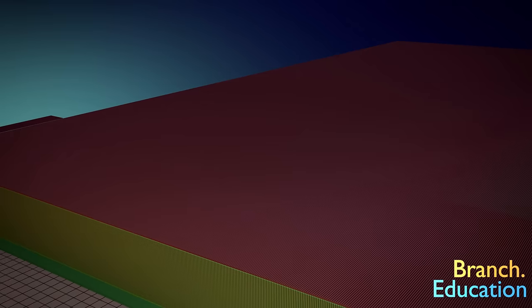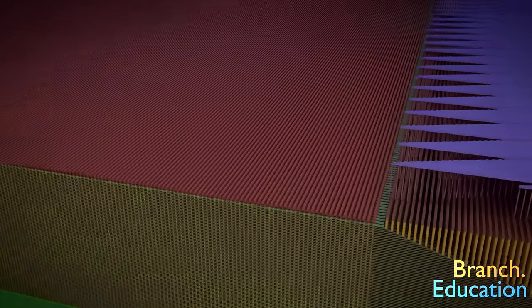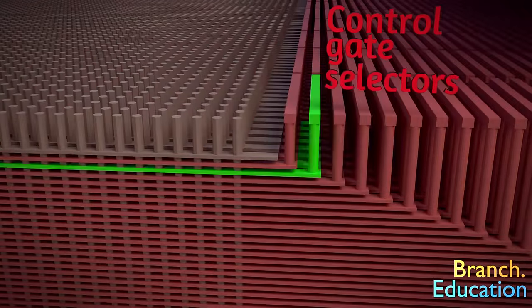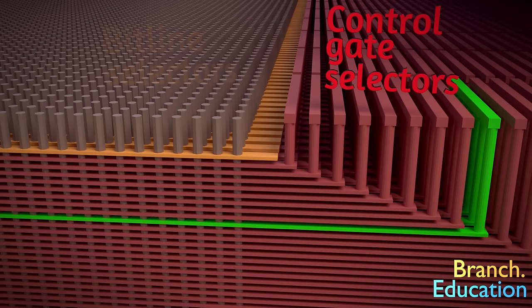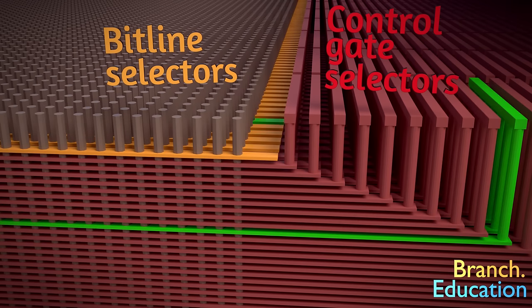In order to isolate and determine which row and layer to write to or read from, control gate selectors are used along layers and bitline selectors are used along the rows.